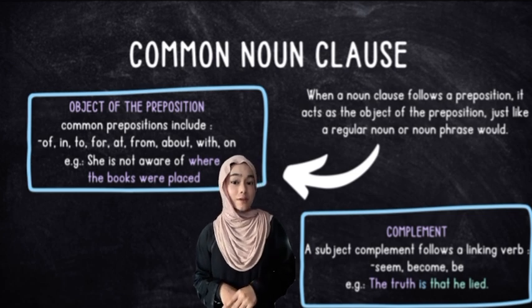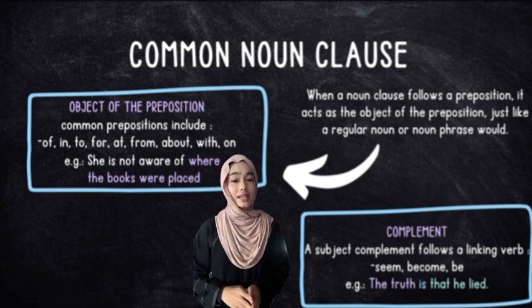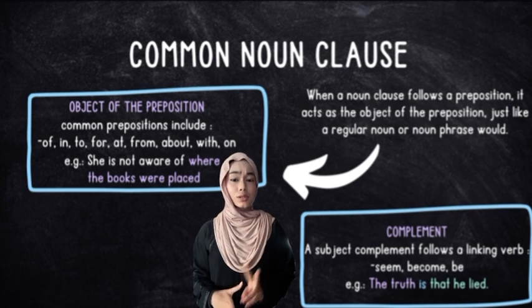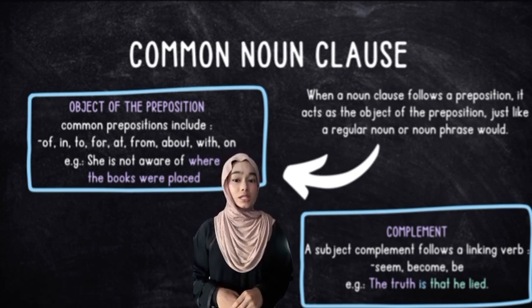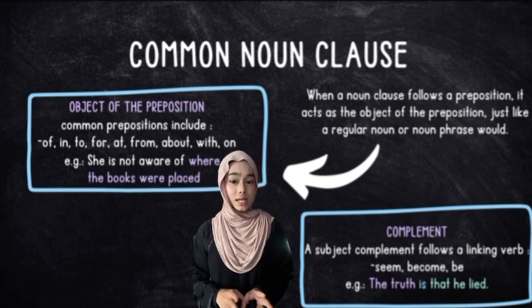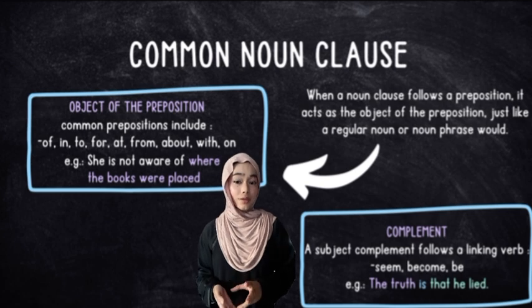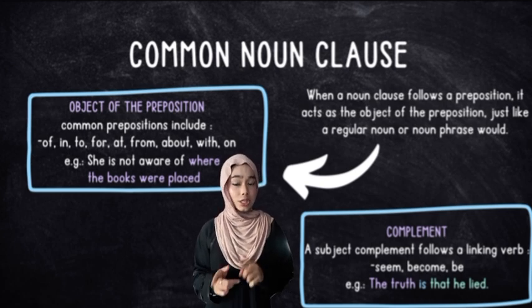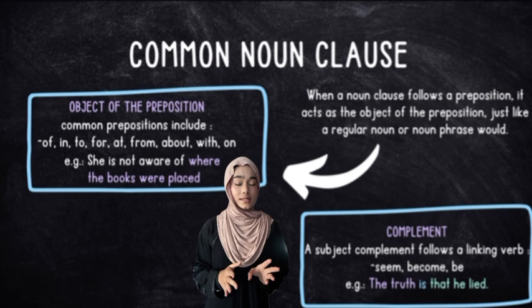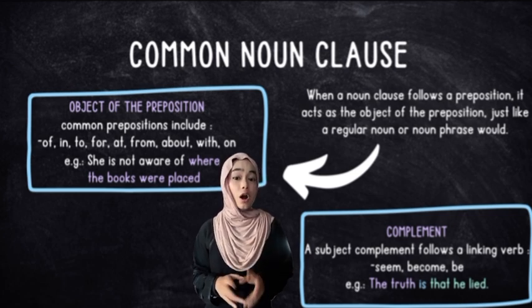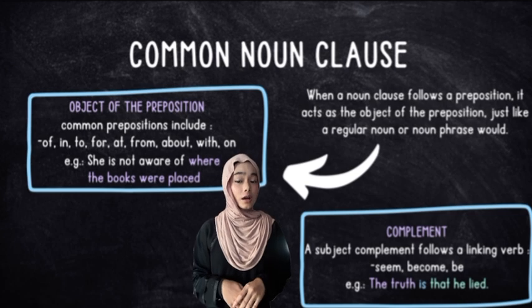Now let's take a look at common noun clauses. These are clauses that function like nouns in a sentence. They can act as different parts of the sentence depending on their position and role. There are two main roles that noun clauses often play. First, as the object of a preposition, and common prepositions include of, in, for, at, from, about, with, and on. For example, she is not aware of where the books were placed.